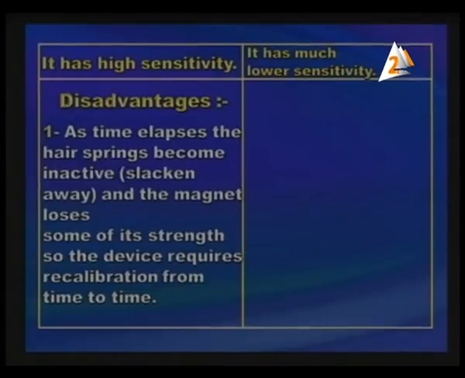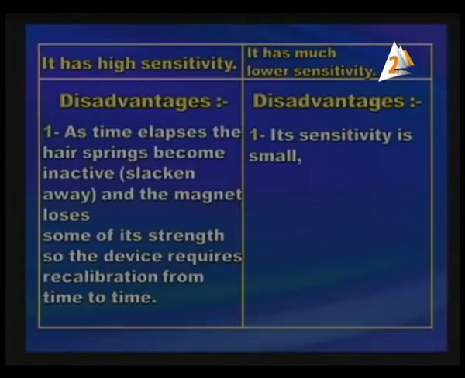As time elapses, the hair springs slacken away, and the magnet loses some of its strength, so the device requires recalibration from time to time. So moving coil galvanometer requires recalibration from time to time. Why? Hair springs slacken and the magnet loses part of its strength. And what about the hot wire ammeter? Yes, its sensitivity is small.